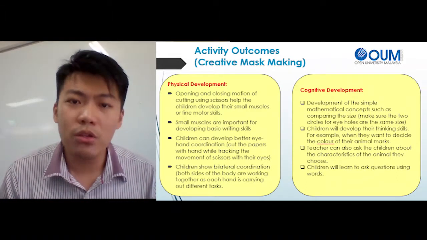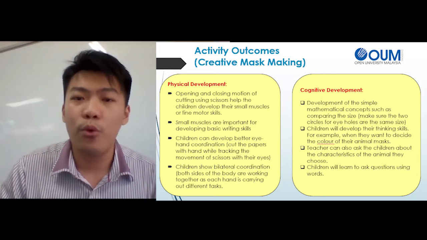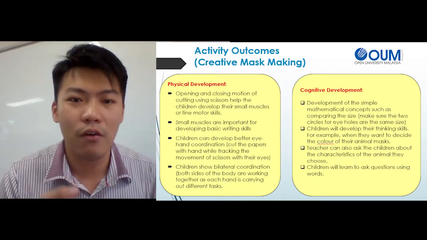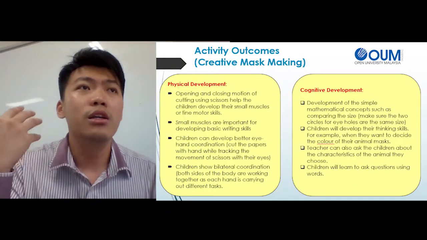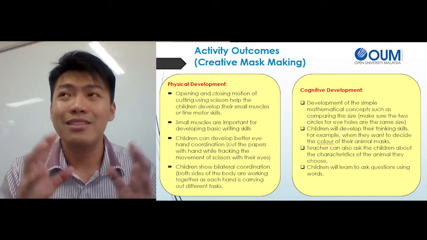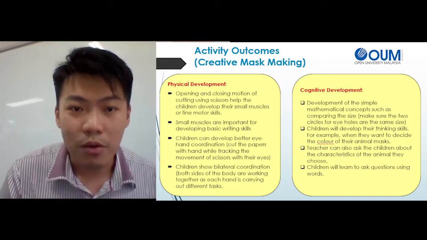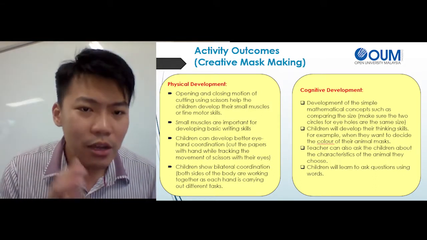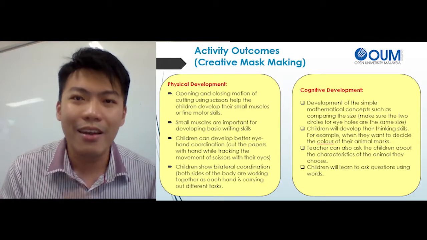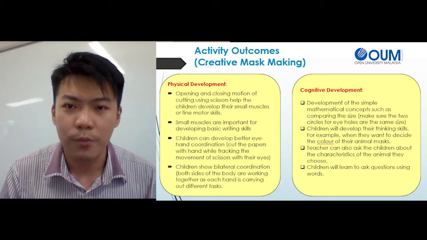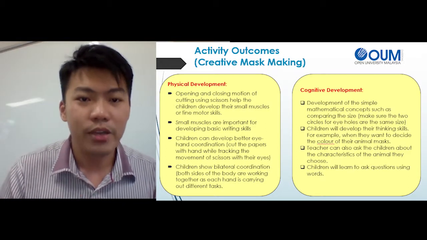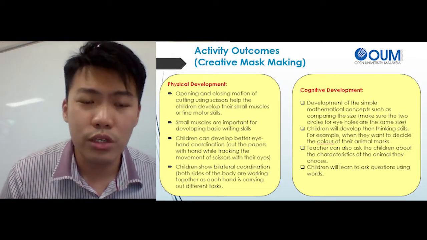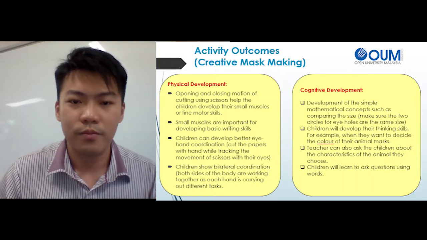And the children will also develop thinking skills. For example, when they want to decide the color of the animal they make, they will think of their previous experience. For example, what is the color of the animal that they saw before? And then another one is teachers can also ask the children about the characteristics of the animal they choose so that the students can practice some critical thinking skills. And the children will also learn to ask questions using words.